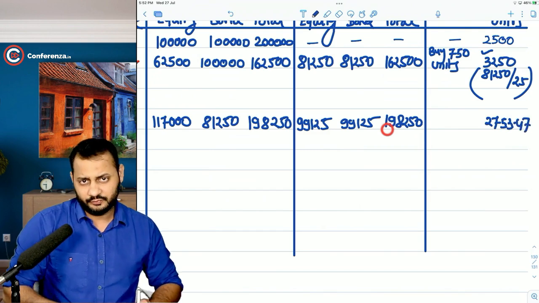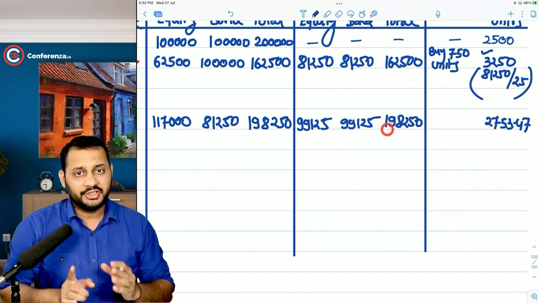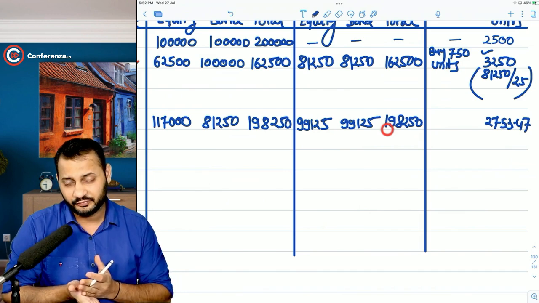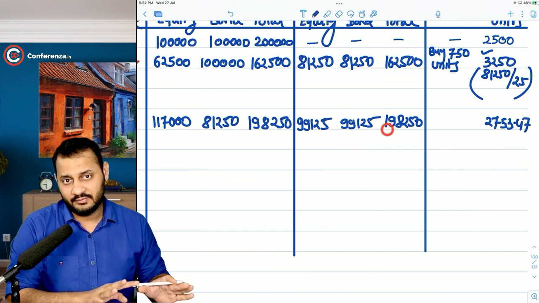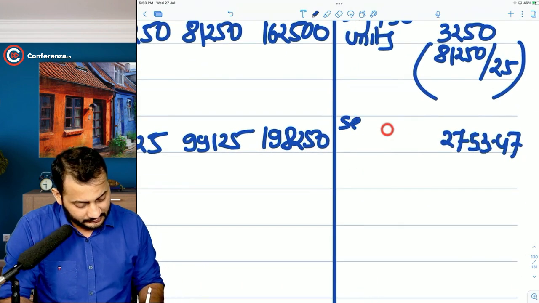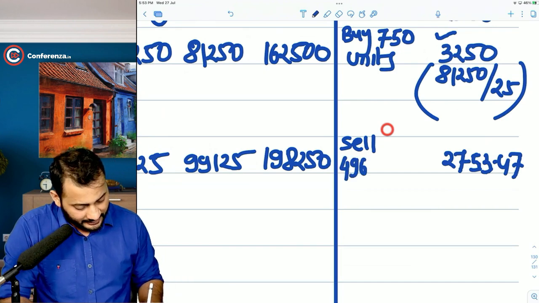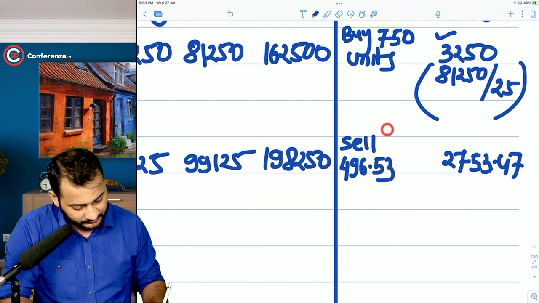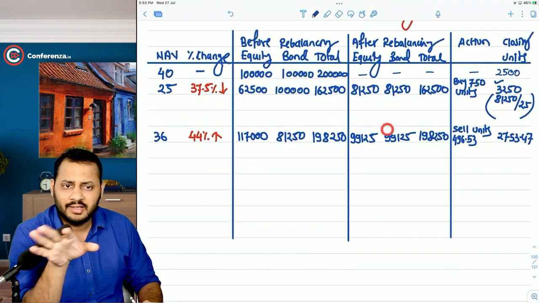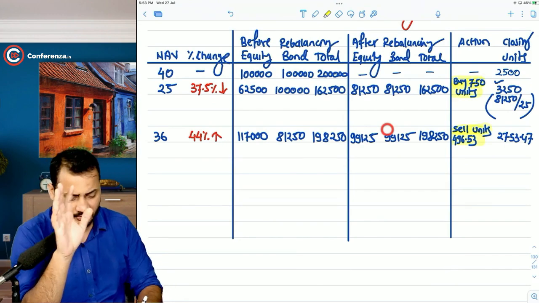Sir, are we going to round it off to the nearest whole number? No. In equity shares, you can only buy 1 share or 2 shares, but you cannot do the transaction in decimals. But in mutual funds, you can do that. So 2753.47 is the correct answer. What is the action? Sell. How much? 3250 minus 2753.47, that is 496.53 units. And that's the rebalance activity over. This is the rebalancing activity. That's it. Sell something, buy something.